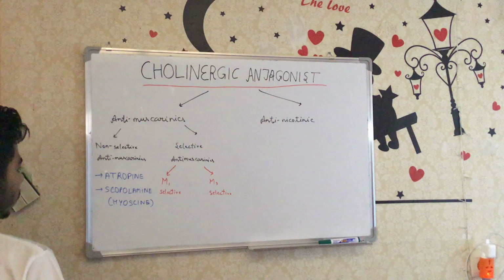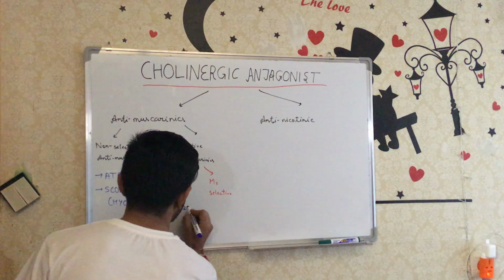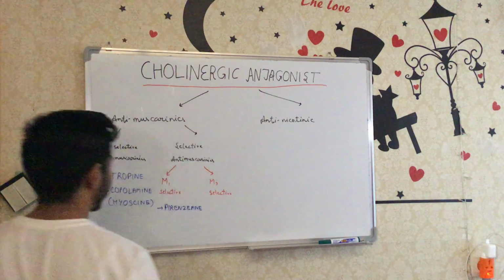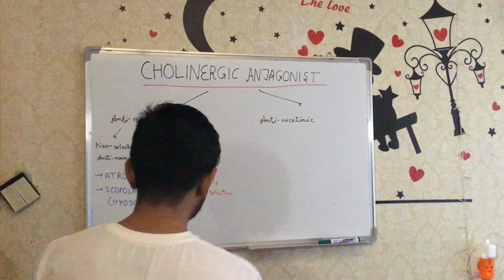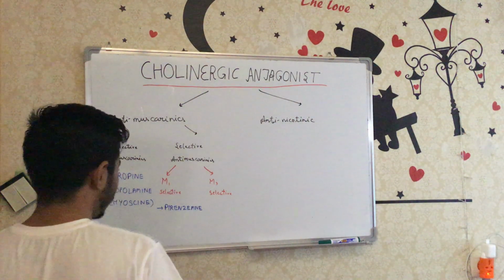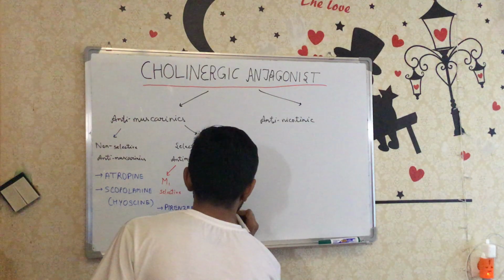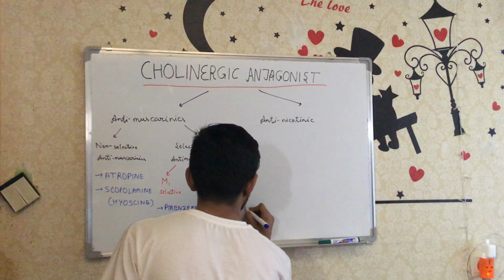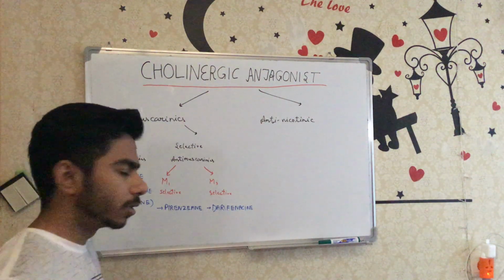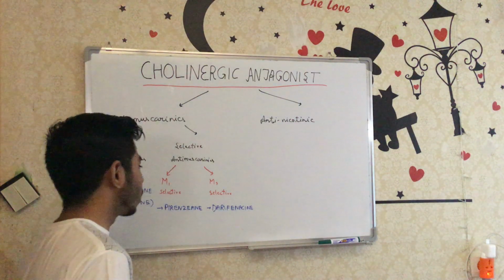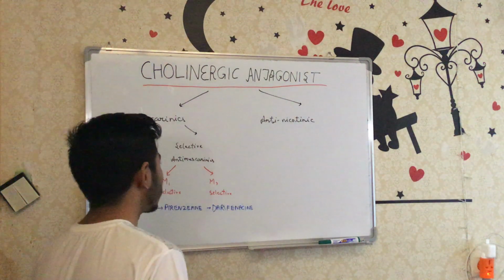M1 selective, we have a famous drug pirenzepine, which is an M1 antagonist, also used for peptic ulcers. We will talk about them. And M3 selective, also a famous drug, darifenacin. Actually, it's used for the overactive bladder. We have some other drugs like solifenacin or oxybutynin, trospium. We will talk about them.